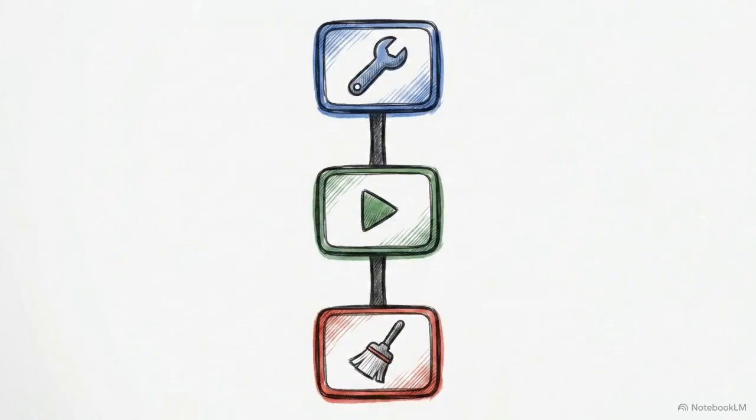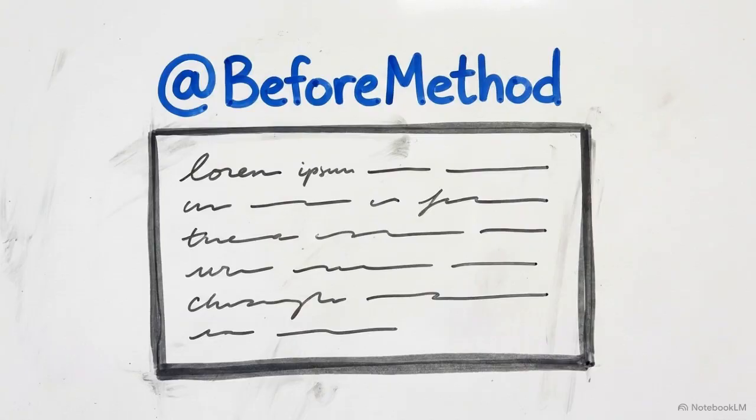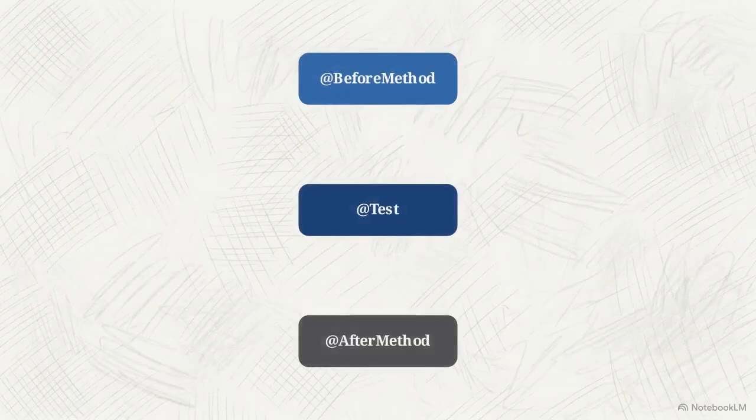These annotations define the lifecycle of your tests, separating the setup, the execution, and the cleanup into distinct, manageable blocks. We start by stripping out the raw sequential setup code, like initializing your WebDriver, and wrapping it inside a dedicated method. Above that method, we add the @BeforeMethod annotation. This timeline shows the execution sequence: setup, test, and teardown.